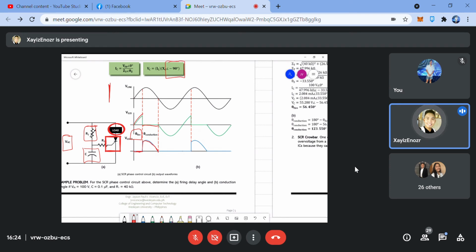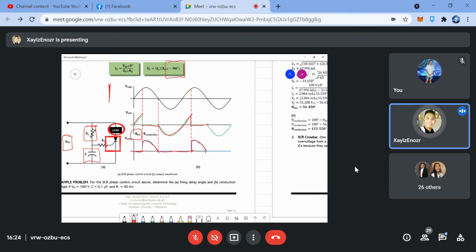Then, uulit lang ulit yan. Okay, then sa negative cycle, mau-off ulit yung sa load natin kasi hindi pa nagpa-fire si SCR. Hintayin nyo ulit mag-fire. Magpa-fire siya sa point na to. Pag nag-fire ulit, mag-short si SCR, sa load mo, may masusukat ka ulit na voltage.